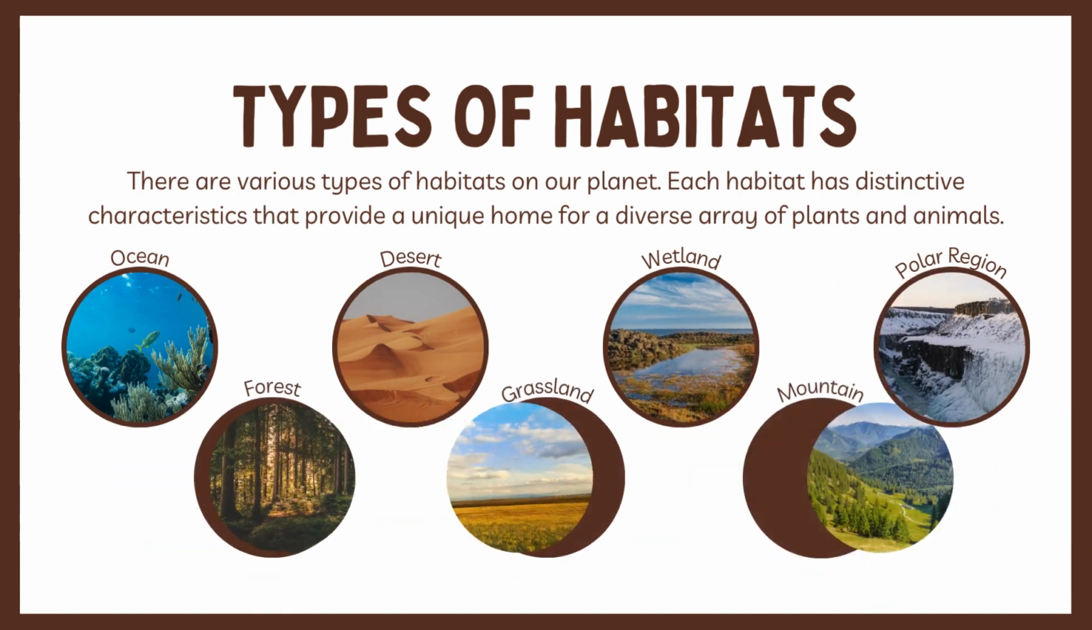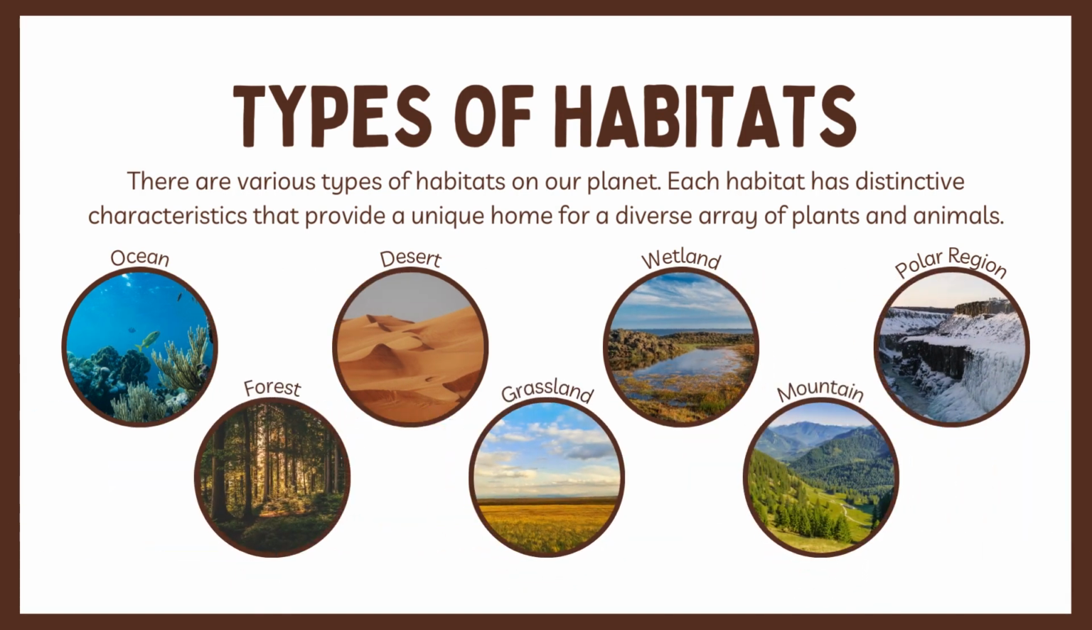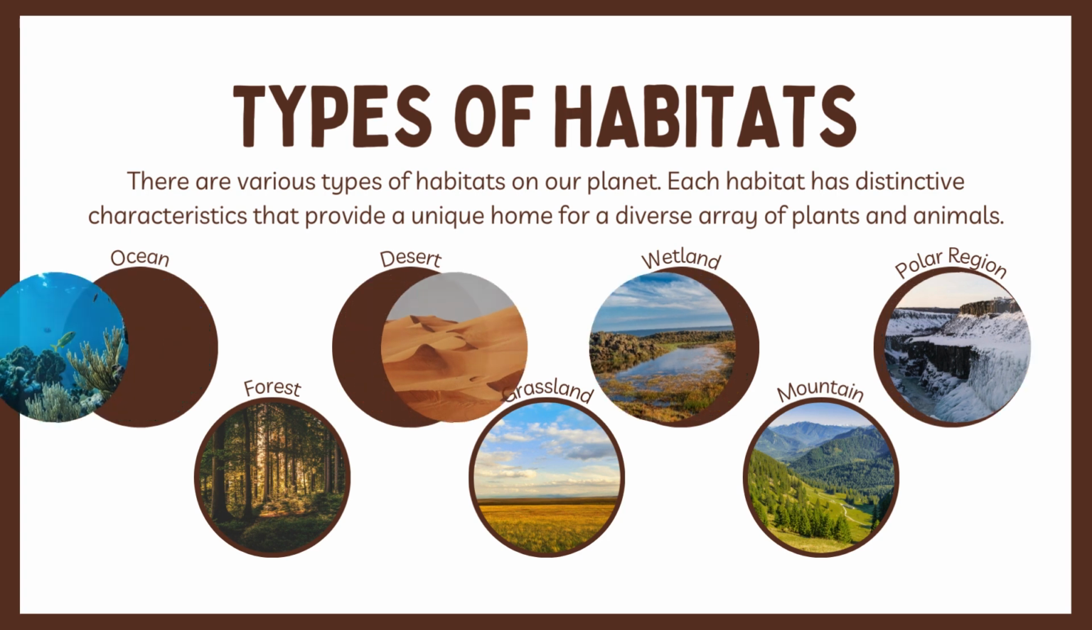Types of habitats. There are various types of habitats on our planet. Each habitat has distinctive characteristics that provide a unique home for a diverse array of plants and animals. Ocean, forest, desert, grassland, wetland, mountain, polar region.